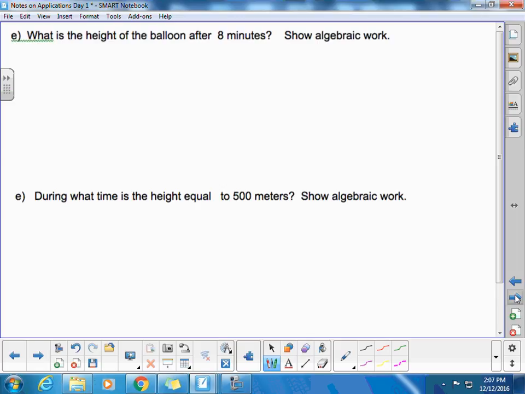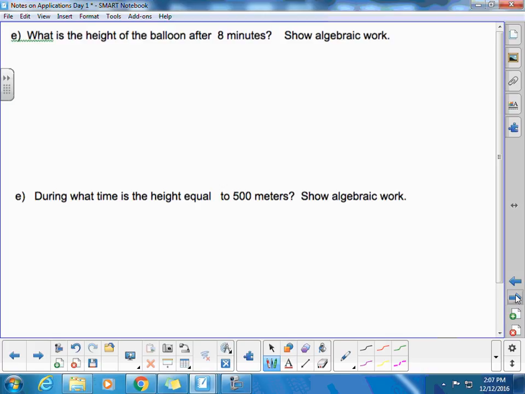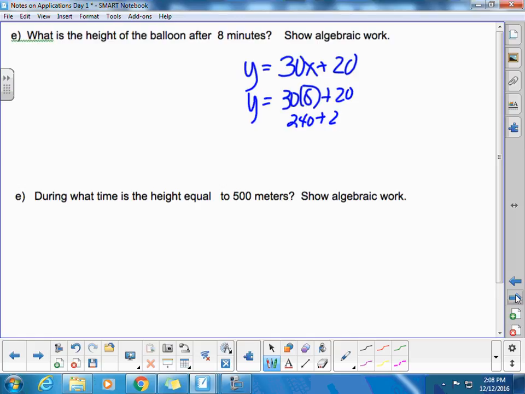What's the height of the balloon after 8 minutes? So we have the equation y equals 30x plus 20. Y equals 30 times 8 plus 20. 30 times 8 is 240, plus 20. Y equals 260. So what's the height of the balloon after 8 minutes?